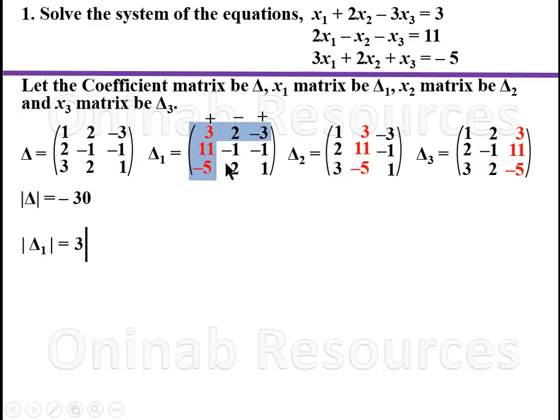We are left with -1, -1, 2, and 1. We go to the second column. The sign there is negative, and the first element is 2. So we have -2. Delete the column, delete the row. So we have 11, -1, -5, and 1. So here we are done with that.